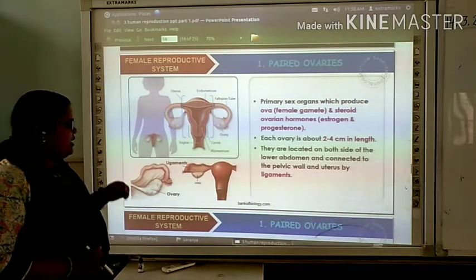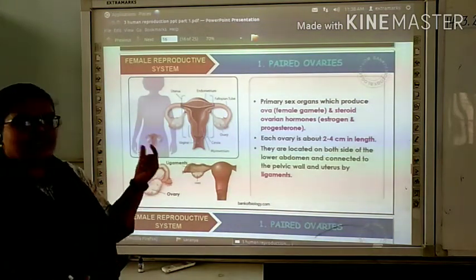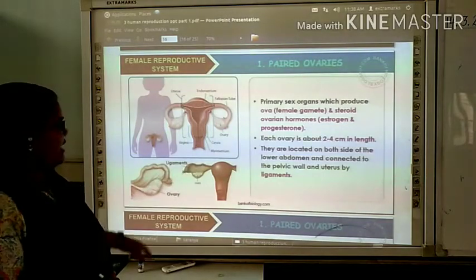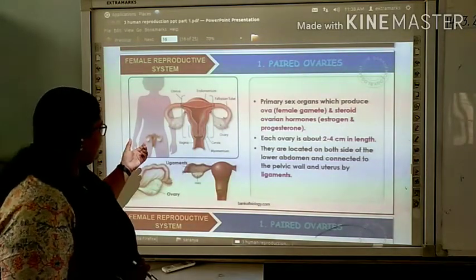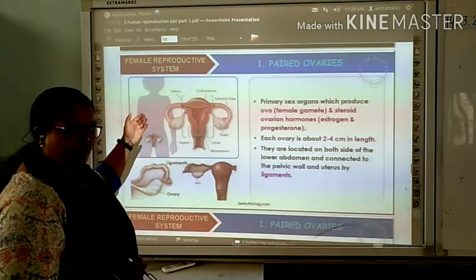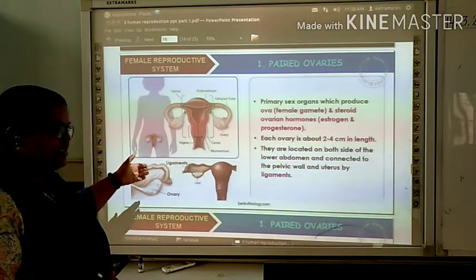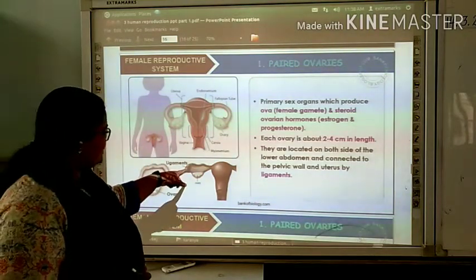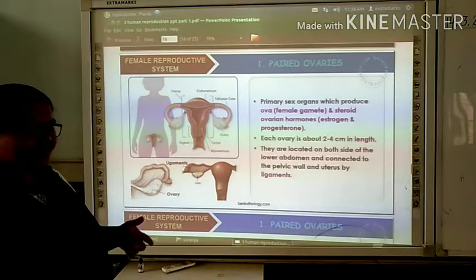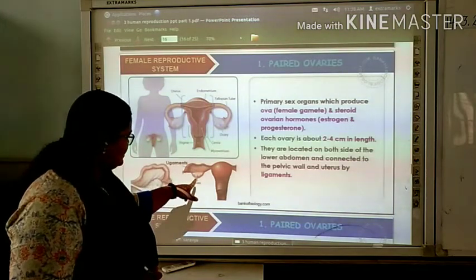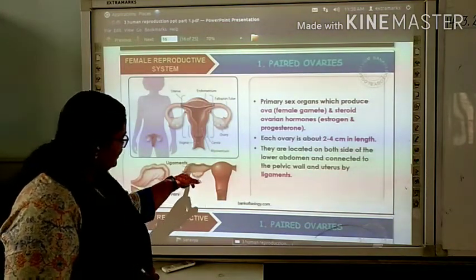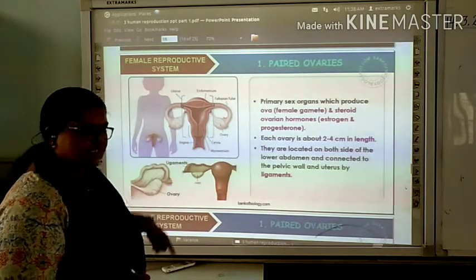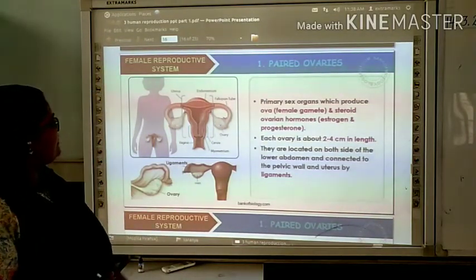Each ovary is about 2 to 4 cm in length, and these ovaries are attached to the pelvic wall and the uterus wall by ligamentous tissue, which is a connective tissue. This is the structure of the ovary.